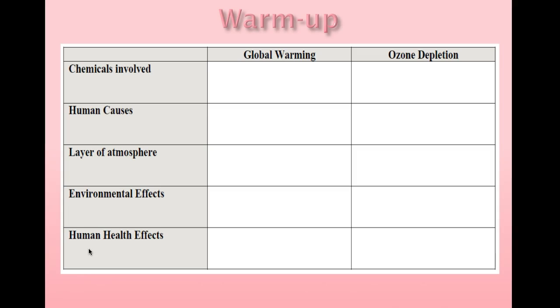Maybe you can think back to chapter 15 about what chemicals are involved in global warming and also ozone depletion. Try to think about the human causes, why these gases are increasing, what layer of the atmosphere they're in, some of the environmental effects and human health effects. So just to get you on track, for global warming, you could certainly have things like methane, carbon dioxide, water vapor, and for ozone depletion, CFCs would be a good one. And then really try to do this on your own, but it's a very good review.